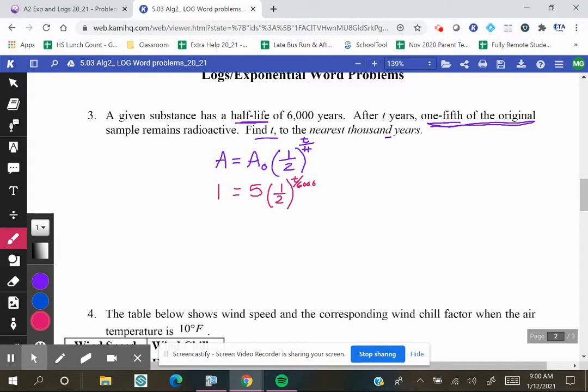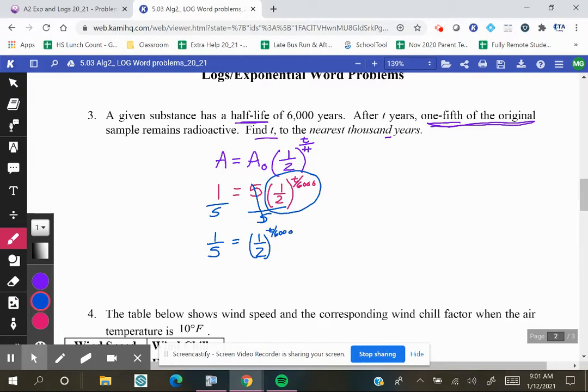So you should have looked at this and said, okay, the variable is in the exponent. I'm going to need to use logs. Before I can use logs, I need to isolate. So I need to get this by itself. To do that, I'm going to divide by 1/5. So now I have 1/5 equals 1/2 raised to t over 6,000.